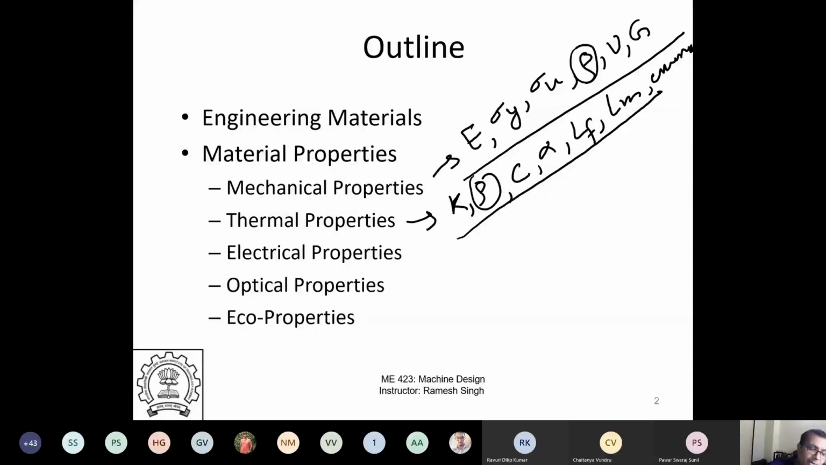Now, electrical properties can be electrical conductivity, and very similar to that, electrical resistivity. Electrical conductivity, looks like it is acting up, just give me a minute. Electrical conductivity and electrical resistivity.